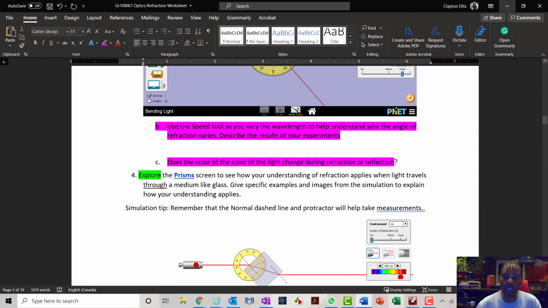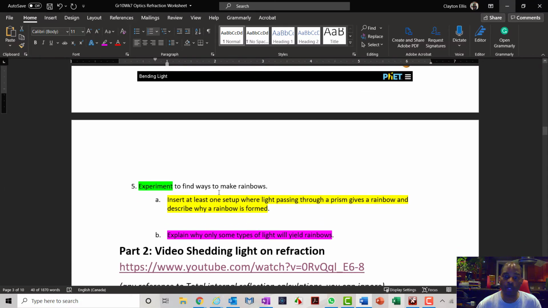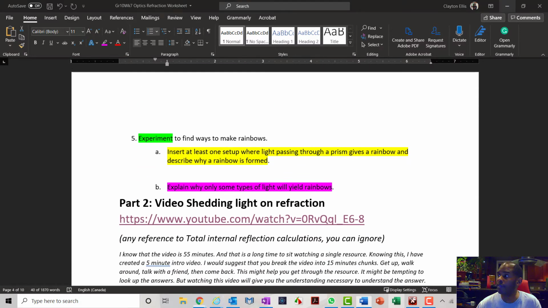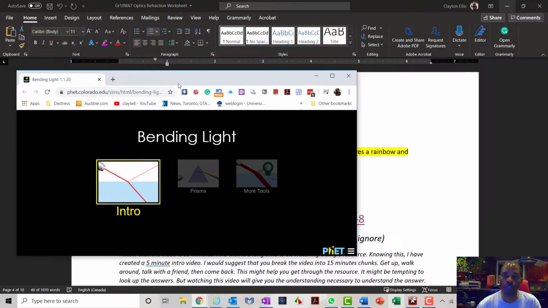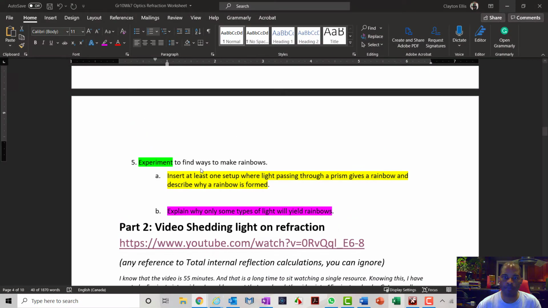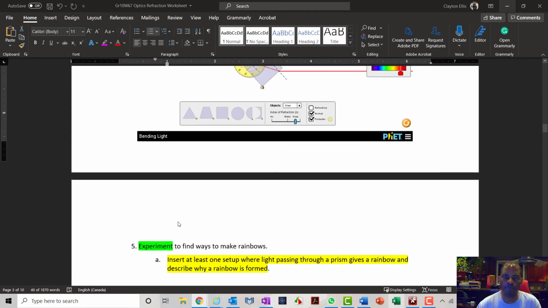And the purple is a little bit more advanced. Okay, so this whole part 1 is using that PhET simulation. Right, so there's an intro part, there's a prisms part, and there's a more tools part. And notice the more tools is purple. I think I had it purple somewhere.